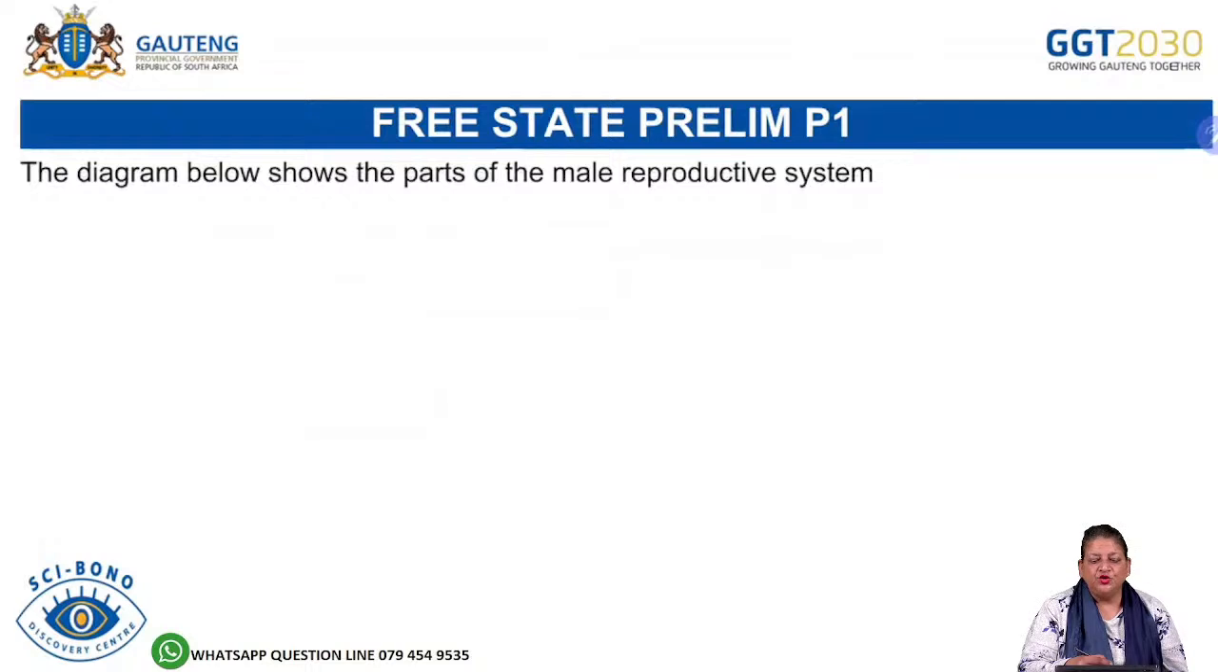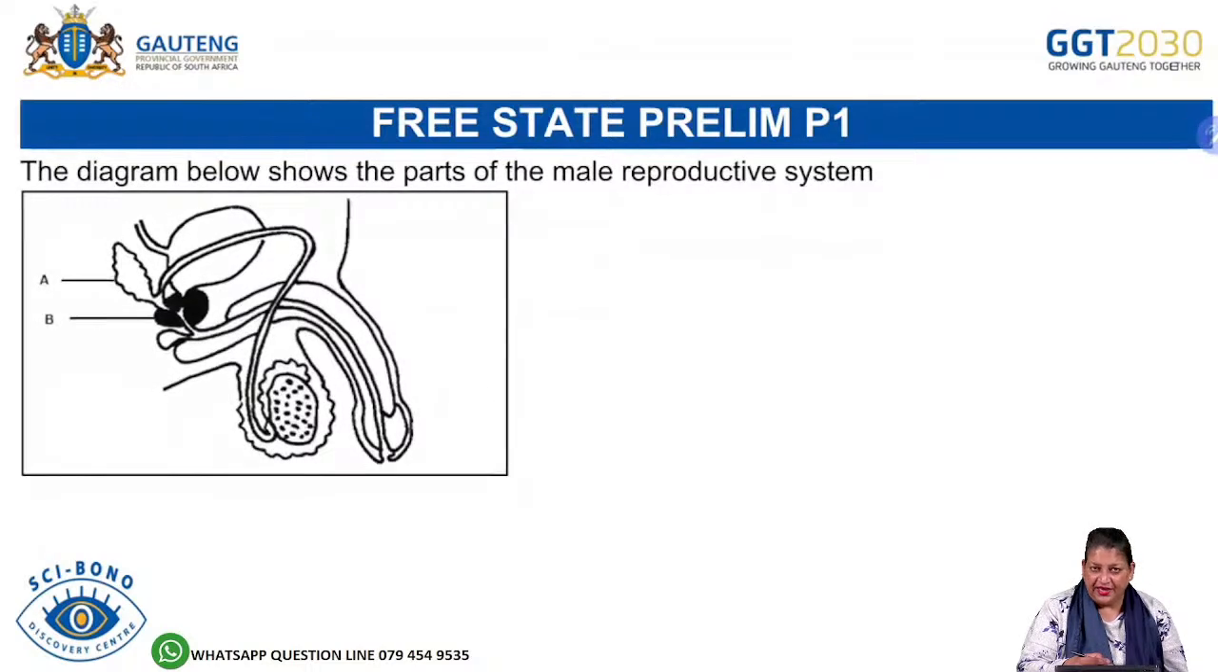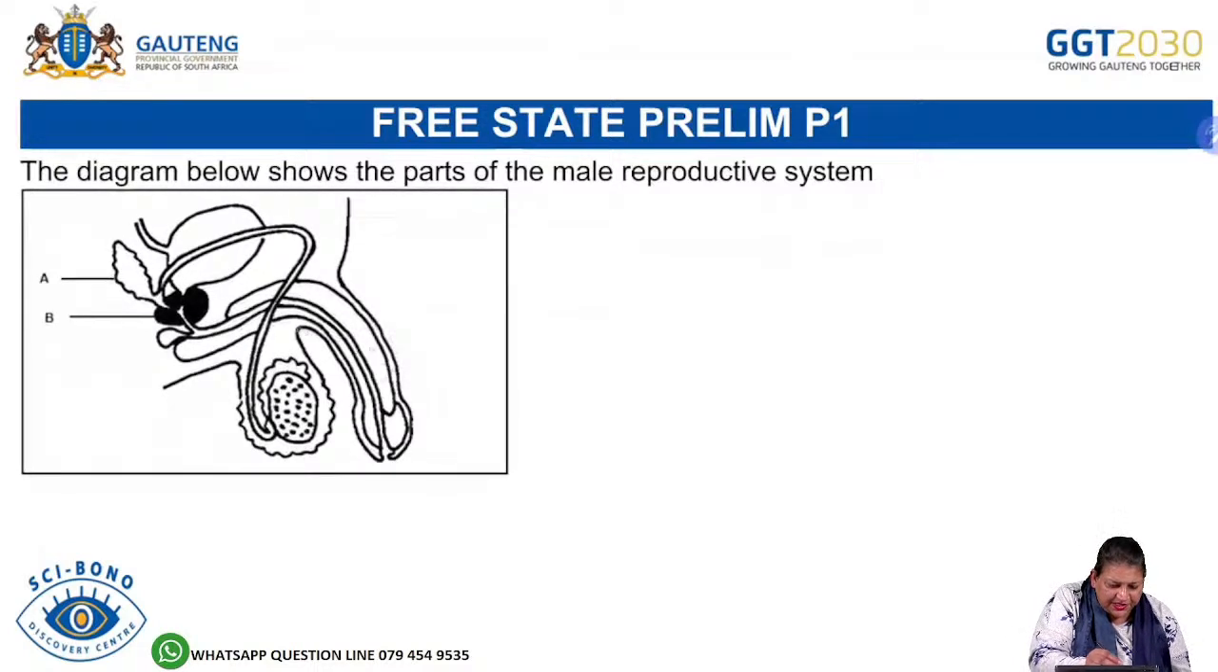The diagram below shows parts of the male reproductive system. Again, same diagram. It looks a little different, but the parts will always be the same. Again, there's the penis, there's the urethra. This diagram is even better. It shows you the testes, it shows you the epididymis, it shows you the scrotal sac, it shows you from the epididymis comes the vas deferens.